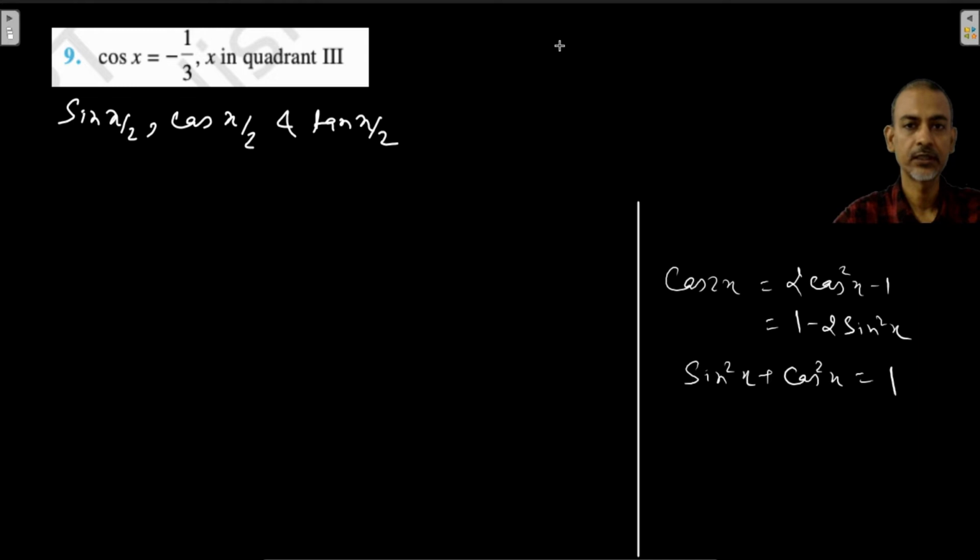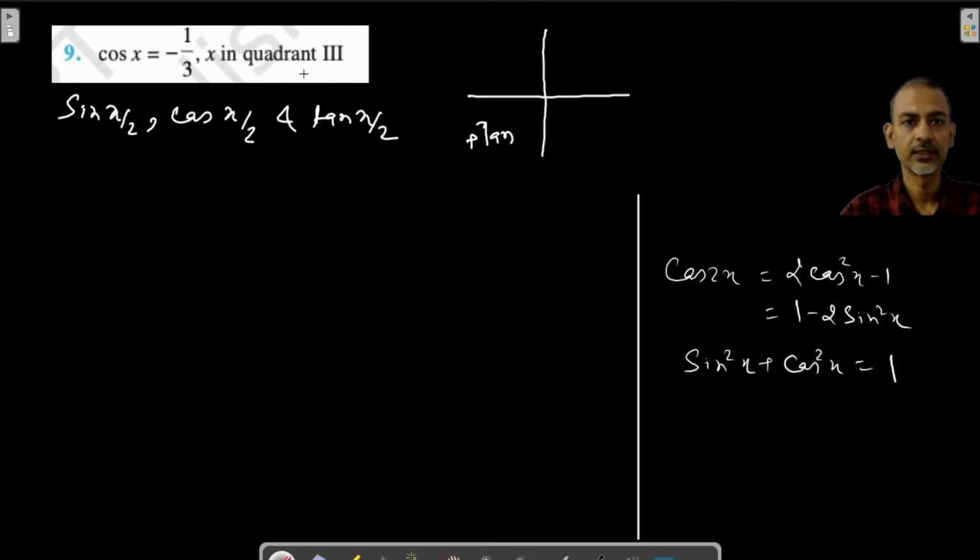So let's first understand, if it is going to lie in the third quadrant, what would be the properties. Cos theta would be negative here, of course tan theta would be positive here, and except tan, everything else would be negative. So cos would be negative, so sin also would be negative. And the second thing is, x is in the third quadrant, so x is lying between pi and 3 pi by 2, because this angle is pi, this angle is 3 pi by 2.